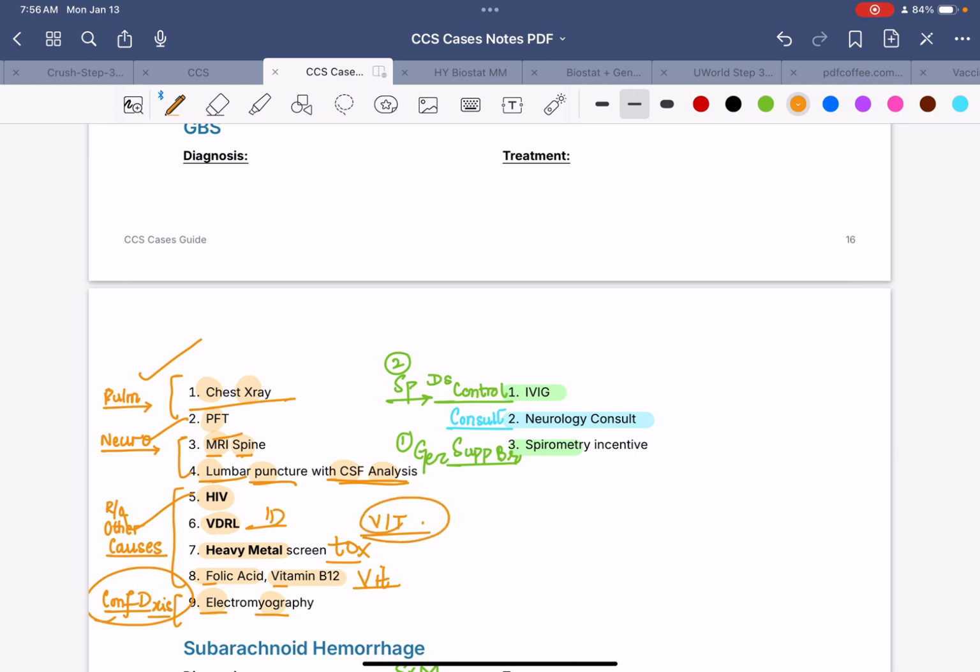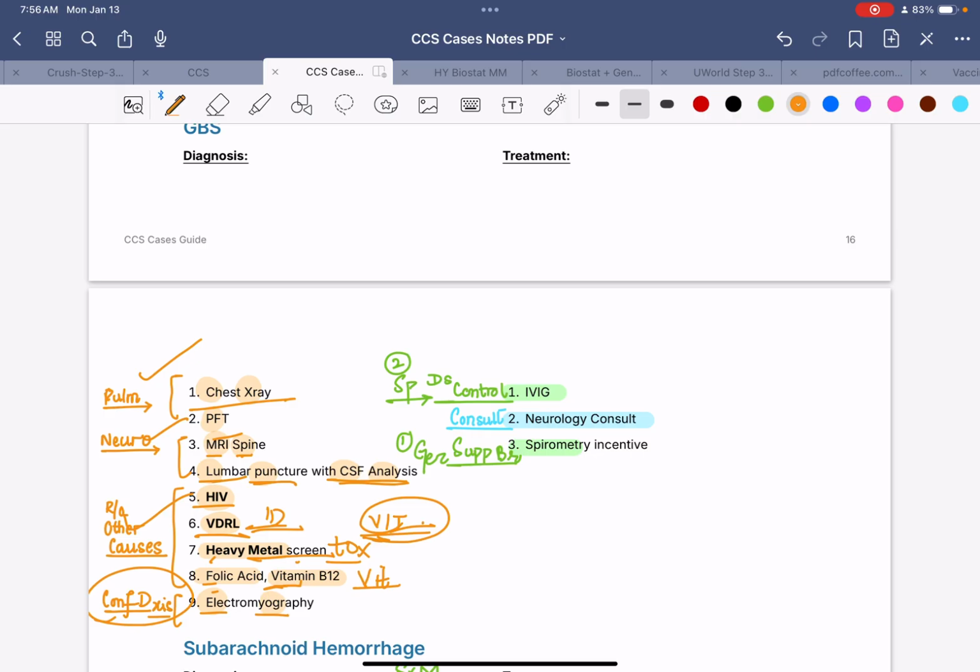VIT. VIT is for vitamin, VIT. So V for finding out some vitamin cause such as vitamin B12 or folic acid that is causing this peripheral neurological deficit. I is for some infectious disease cause such as HIV or VDRL, and T would be for some sort of toxicology such as heavy metal screen. So that concludes our GBS diagnostic workup.